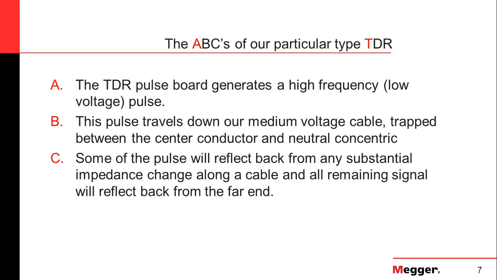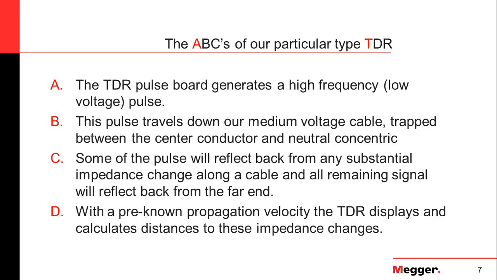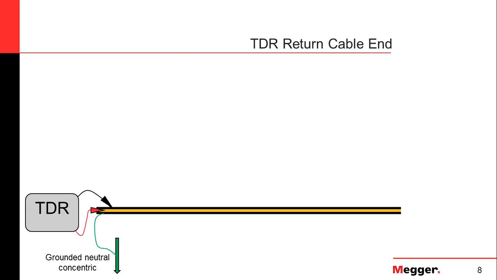Some of the pulse will reflect back from any substantial impedance change along the cable, and all the remaining pulse is going to reflect back from the far end. And with a pre-known propagation velocity setting, the TDR will display and calculate distances to these impedance changes. Okay, so what does all that mean?